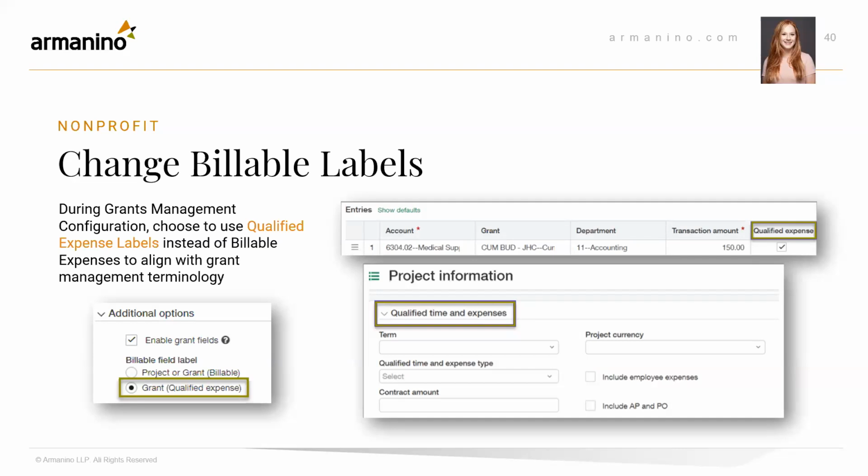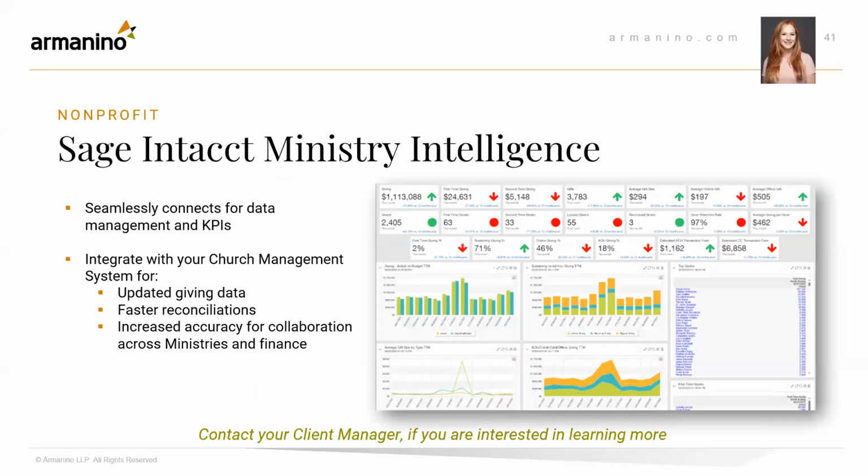If we go to the next slide, the next update in nonprofit is the Sage Intacct Ministry Intelligence. So this is a new feature. It is an additional subscription that's available. So if you're interested, contact your client manager.